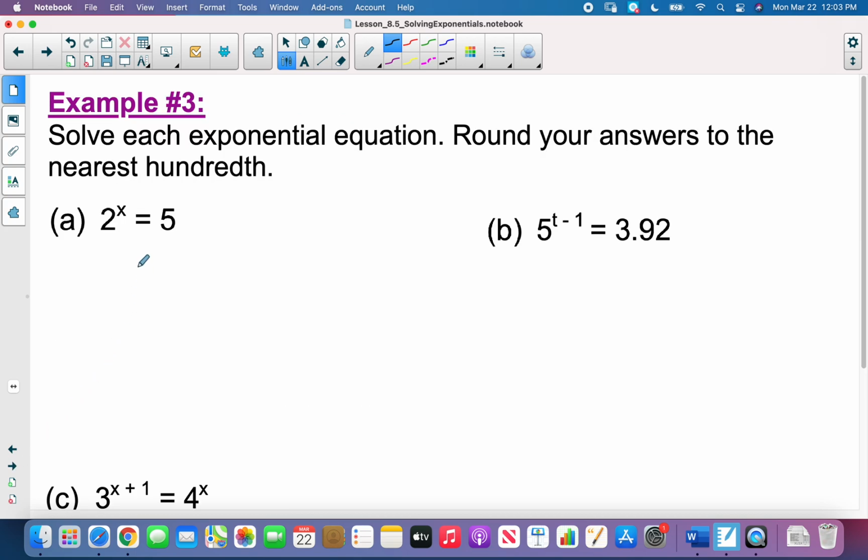So let's try one. Solve each exponential equation, round your answers to the nearest hundredth. So these are examples where we cannot rewrite them in the same base and equate the exponents, okay? So we're going to use logarithms.